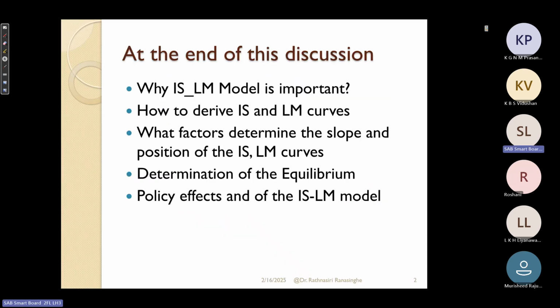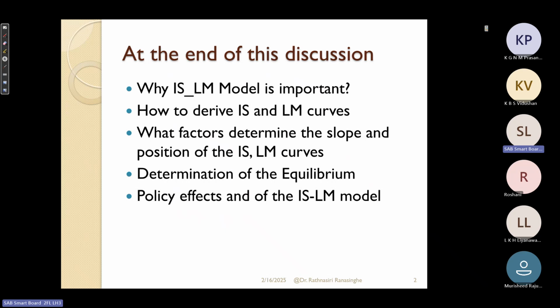First, we look at why the IS-LM model is important compared with the previous model. The previous model that we talked about is the Keynesian model of income determination. In the Keynesian model we look at the demand side. Aggregate demand comprises C plus I plus X minus M. That explains the demand side and how the equilibrium income is determined.